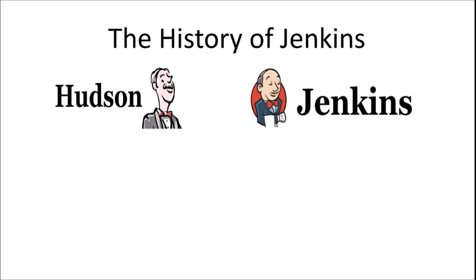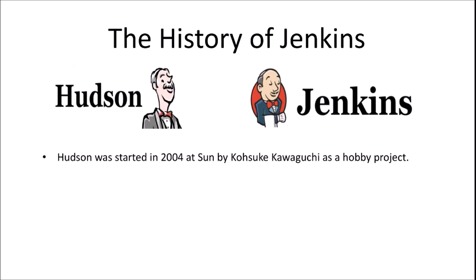Next, let's talk about the history of Jenkins. Jenkins was originally developed as the Hudson project. Hudson's creation started in the summer of 2004 at Sun Microsystems. One of Sun's developers called Kohsuke Kawaguchi started the project as a hobby project under the name of Hudson in late 2004. It was first released in February 2005.